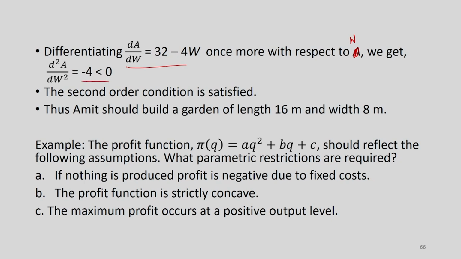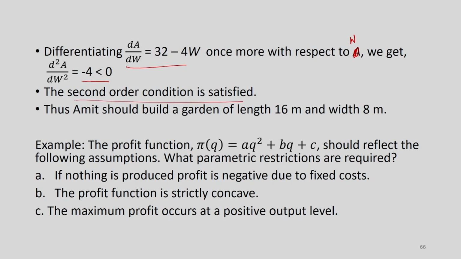Minus 4 is always negative irrespective of what W you put there. So the second derivative is negative, which makes the function concave. A is a concave function of W. Therefore, the W star we got is the maximum point. So the second order condition is indeed satisfied.